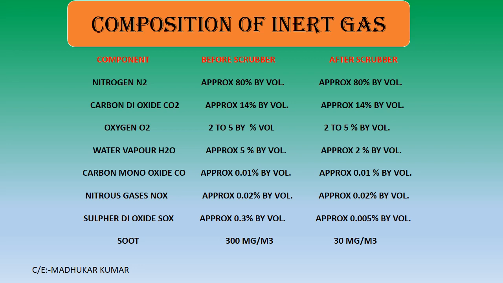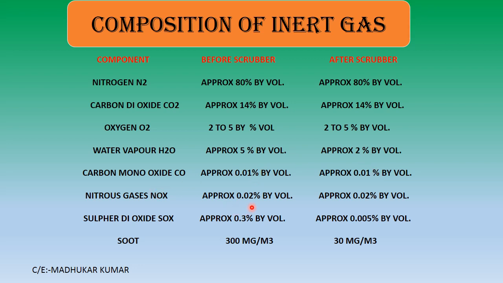In this one we are going to see the composition of the inert gas. Let's say this is the component column, this is your before scrubber, this is your after scrubber. Nitrogen is approximately 80% by volume, before and after scrubber the same. Carbon dioxide, before and after scrubber, the same, 14%. Oxygen, the same, 2 to 5% by volume. Then water vapor is approximately 5% by volume before and approximately 2% by volume after scrubber. That means the percentage of water content inside the IG will be reduced. Carbon monoxide, that is your CO, approximately 0.01%, the same.